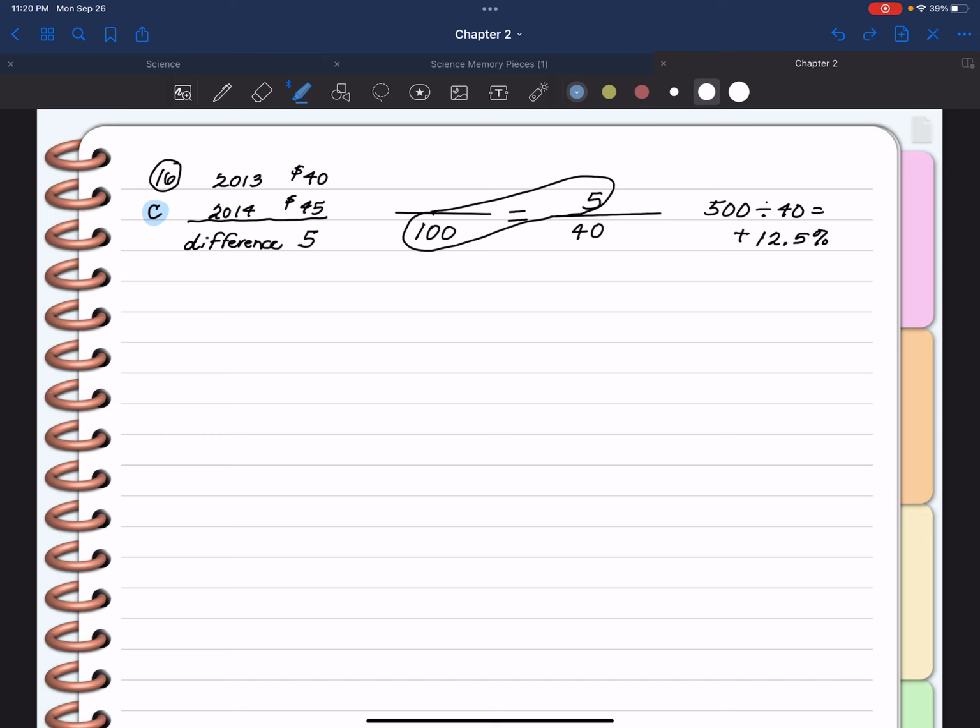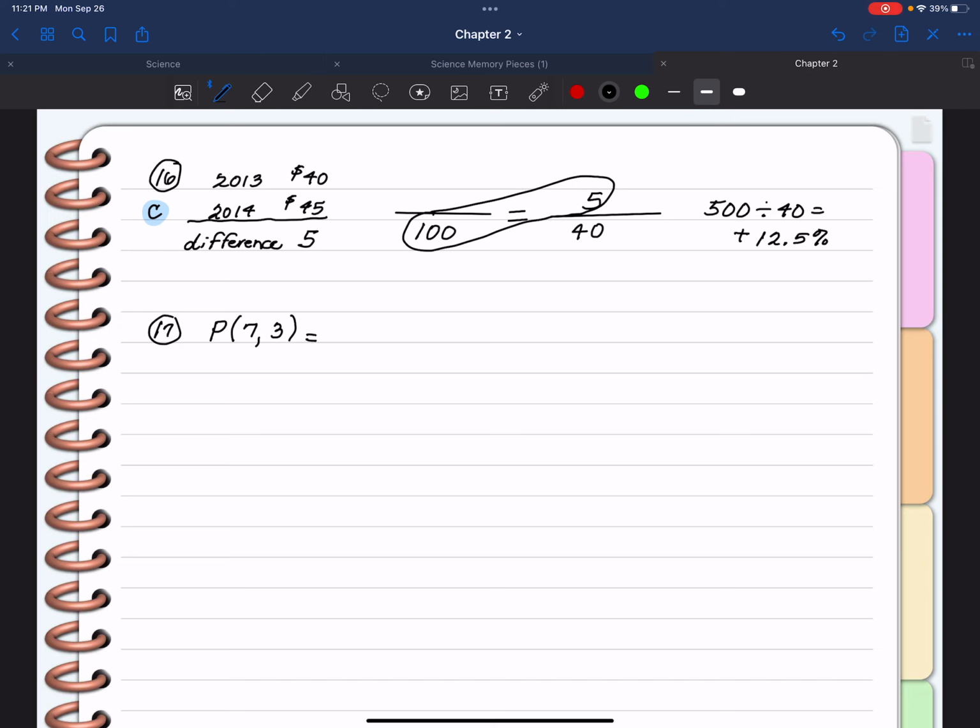Number 17. A club is electing a president, vice president, and treasurer. There are 7 people running for positions, and no one can hold more than one position. How many ways can the positions be filled? Well, this is a permutation because order matters. N is going to be 7. K is 3. That's the positions, president, vice president, and treasurer.